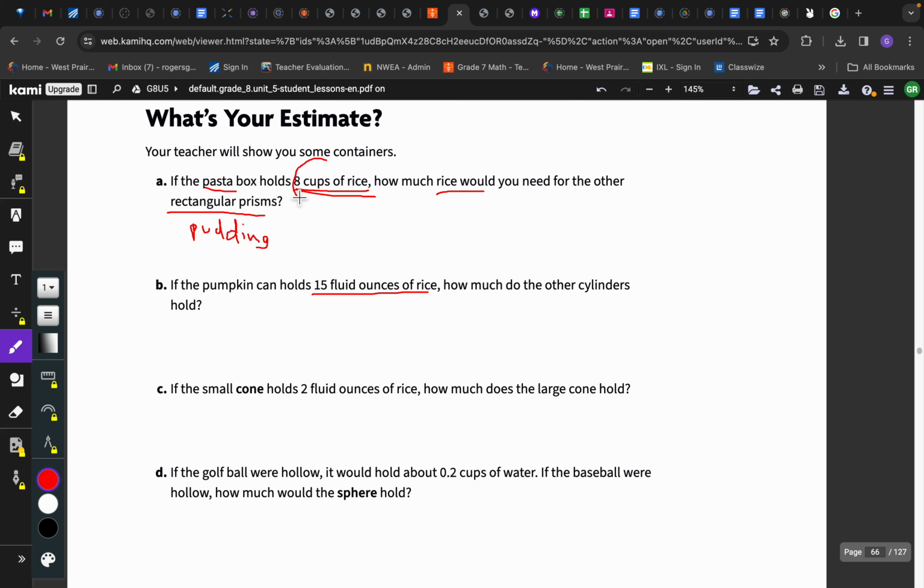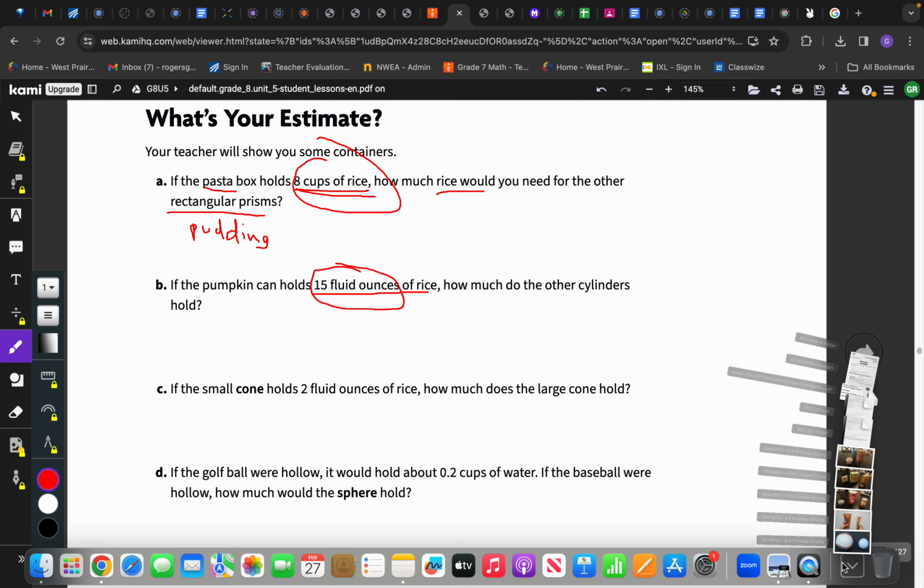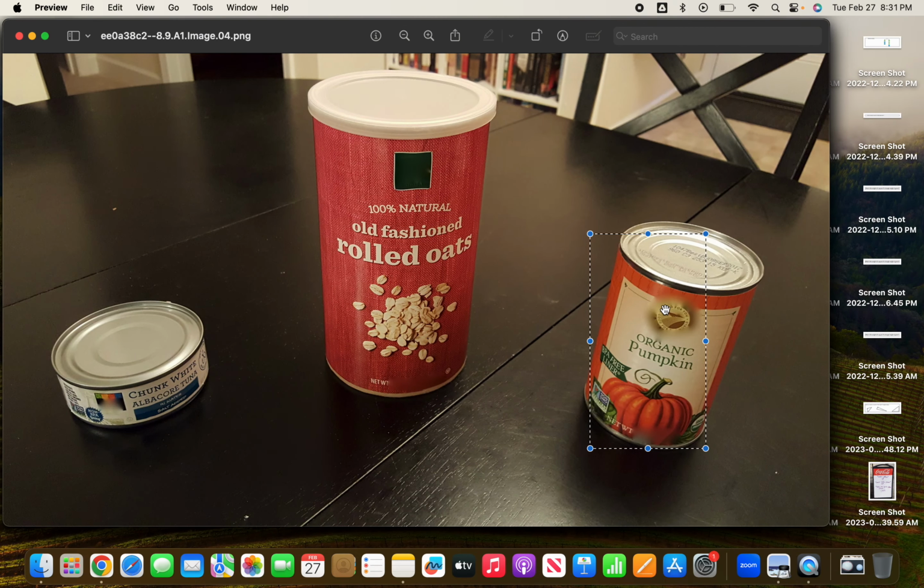Notice we're moving from cups to fluid ounces, which, believe it or not, is slightly different than regular ounces because you can weigh things in ounces. But anyway, 15 fluid ounces is the pumpkin. Come on, let me go back. There we go. Pumpkin is 15. So what do we think this oatmeal is going to be?